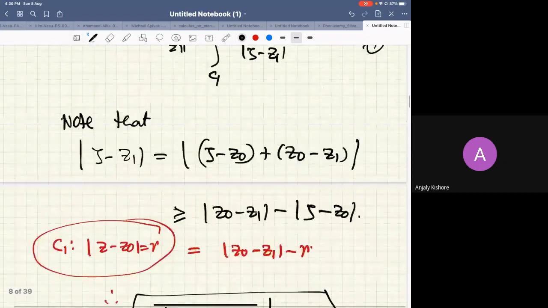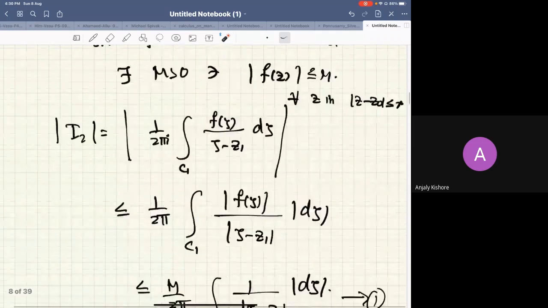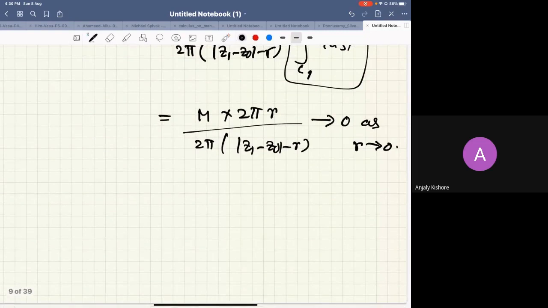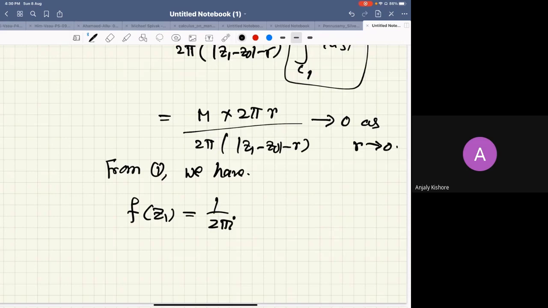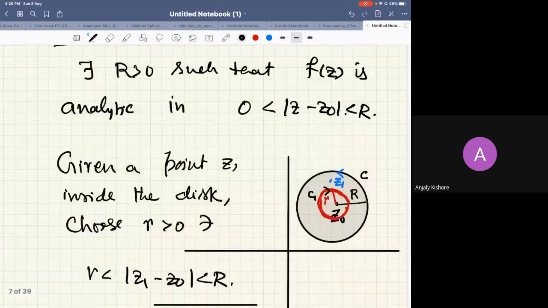Therefore, from this, we can write that f of z1 is nothing but 1 by 2 pi i integral over C of f of zeta by zeta minus z1 d zeta. So from 1, we have f of z1 equals 1 by 2 pi i times integral over C of f of zeta by zeta minus z1 d zeta. Now this z1 is an arbitrary point in the annulus.